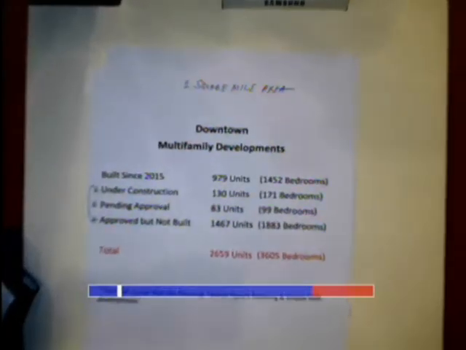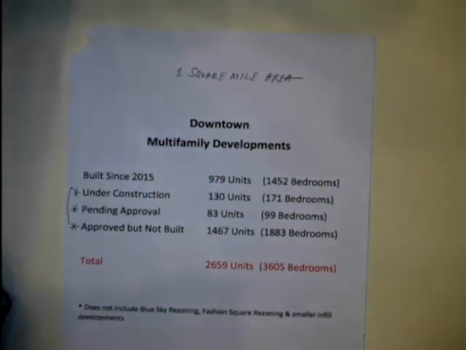Does the overhead work? Okay, this is a 1 square mile area. It's not a big area, and this is what has happened since 2015. Almost 1,000 units have been built. There's not much as far as under construction and pending approval right now, about 200, but there are almost 1,500 units that are approved but not built. But they will be built because they have been approved and they have been zoned.